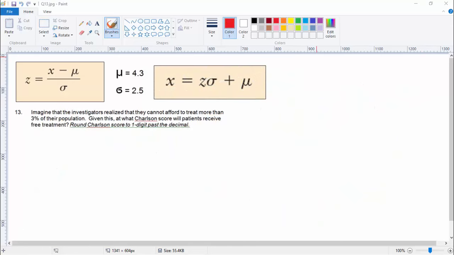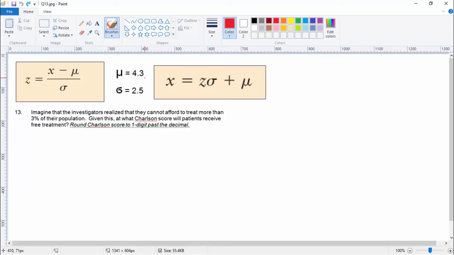Okay, here we are on question 13. And this is a little tricky, but I'll walk you through it. Imagine that the investigators realize they cannot afford to treat more than 3% of their population. And this would be the top 3%, the sickest ones. Given this, at what Charlson score will patients receive free treatment? So basically, we know that the mu of this population is over here. It's 4.3. And we know that somewhere above there is a cut point for the top 3%, but we don't know what Charlson score that is, and that's what the question is asking.